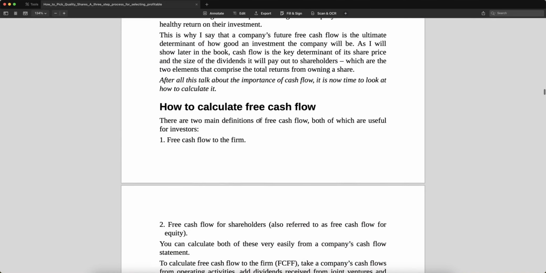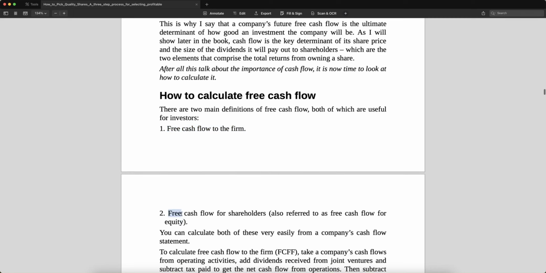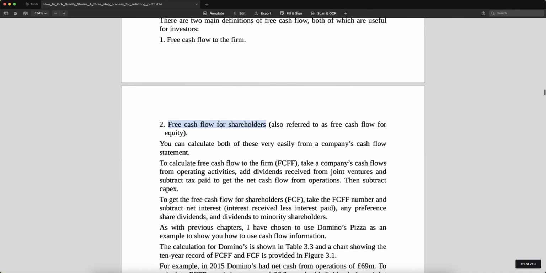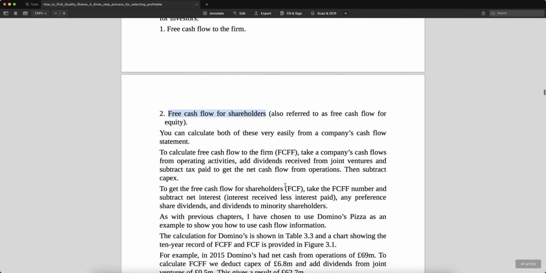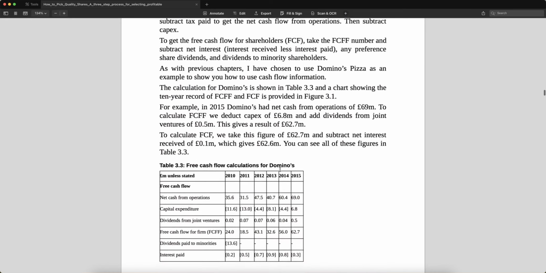Now there are two types of free cash flow: free cash flow to the firm and free cash flow to the shareholders. Free cash flow to the firm is basically a point of interest for the person who lends money to the business. We are shareholders, equity shareholders. We are more bothered about free cash flow to the shareholders, which is FCFE, and the other is called FCFF.